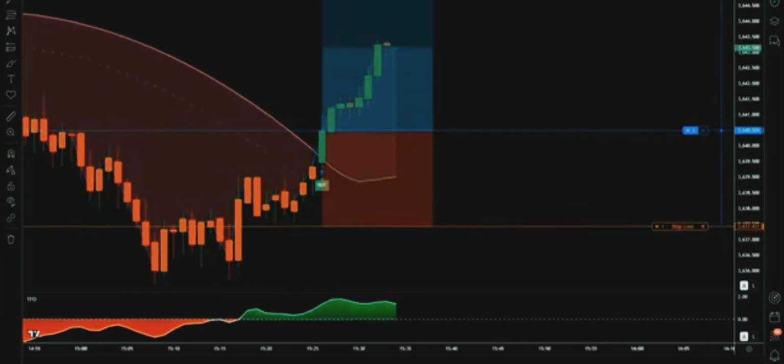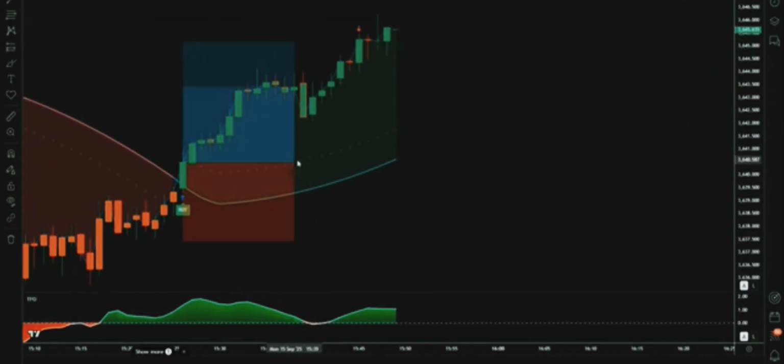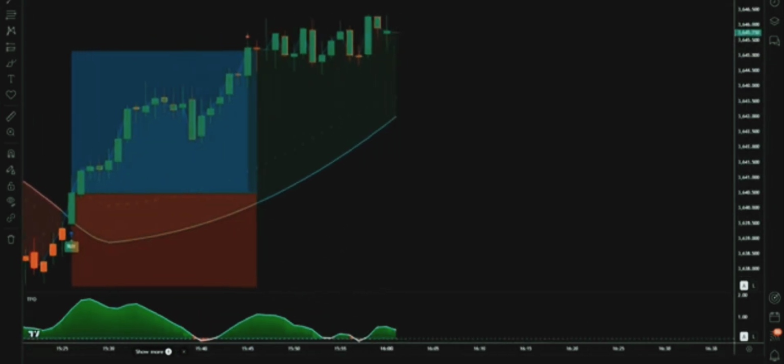Let's see what happens to our trade. The market has completely hit the target. I hope you must have understood this trading strategy. Let us now understand the short position.